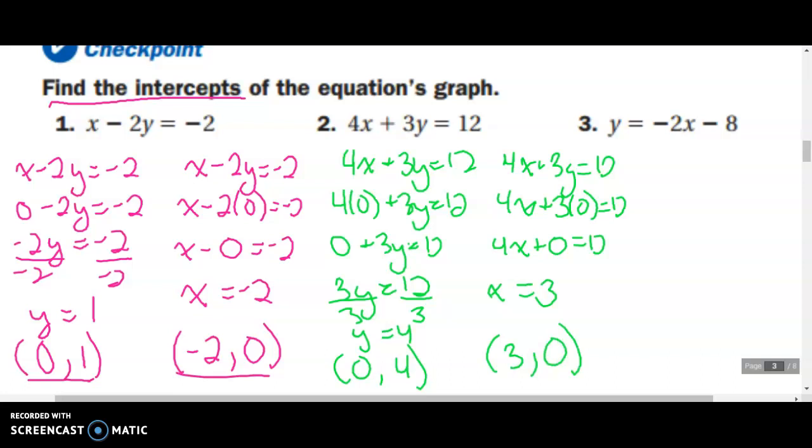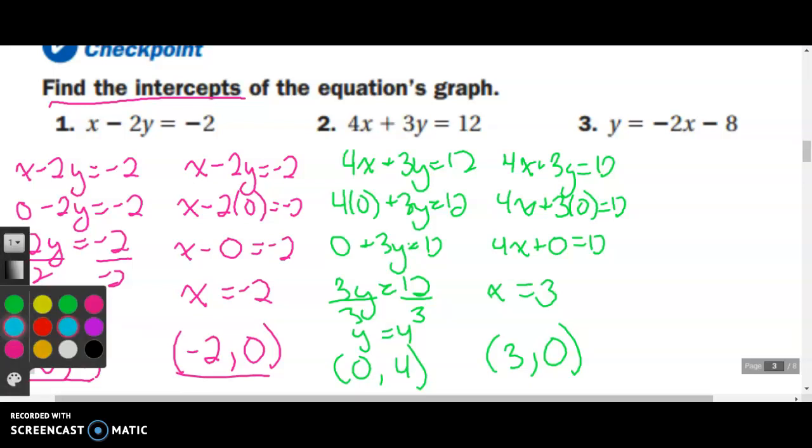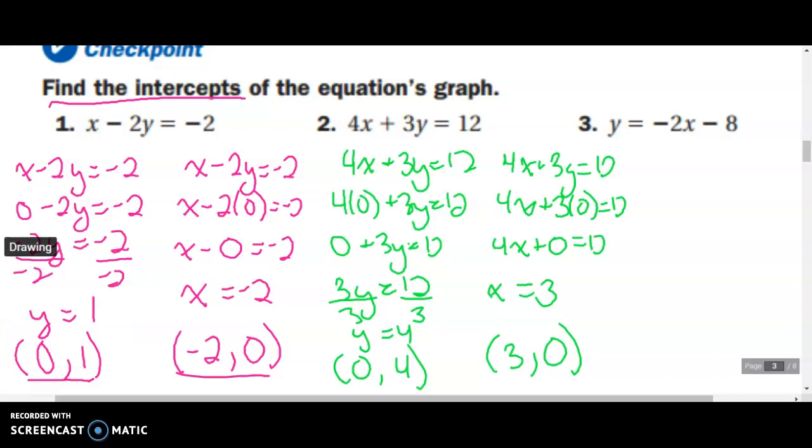And then finally, number 3, you might recognize from the video that this is in slope-intercept form, okay? But we can still find the x and the y-intercepts of this. Now first, if I find the y-intercept by setting the x equal to 0, I notice right away, that's interesting. The y-intercept is negative 8. It's sitting right there. So that's the point 0, negative 8.